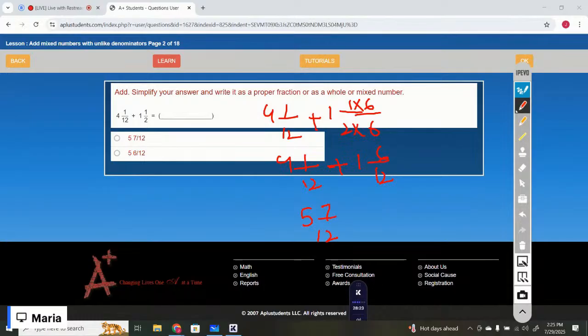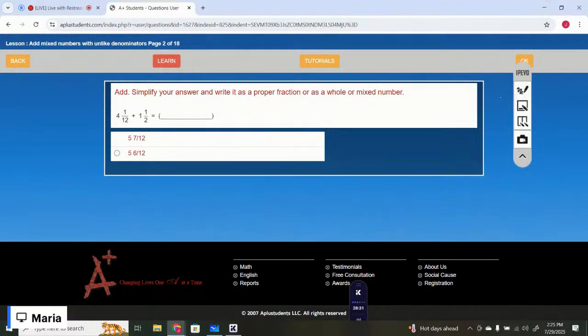That is 5 whole 7 over 12. Option number 1 is the correct option. That is 5 whole 7 over 12.